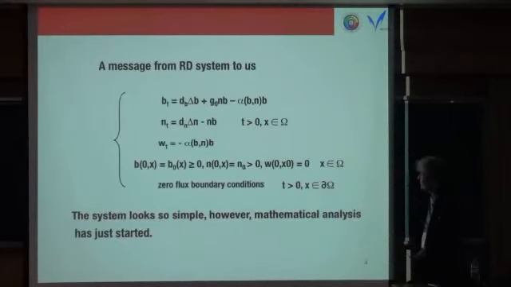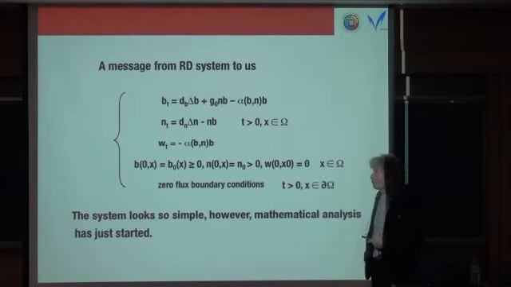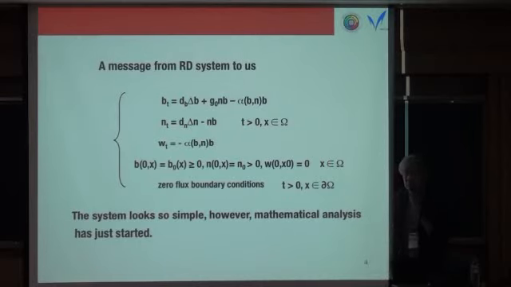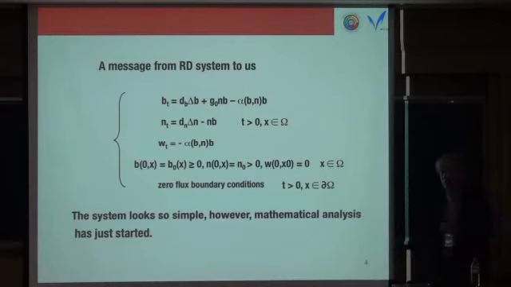So, a message from our reaction diffusion system to us. The system looks so simple. However, mathematical analysis has just started. So now, unfortunately, we have no clear result on W infinity X, because we have to consider the transient behavior of B and N. So there is no mathematical tool to understand such a process. So this is the story which I wanted to talk about yesterday.